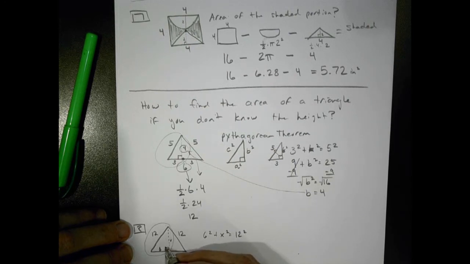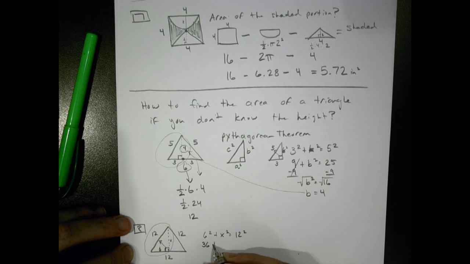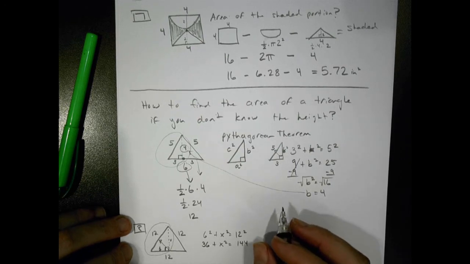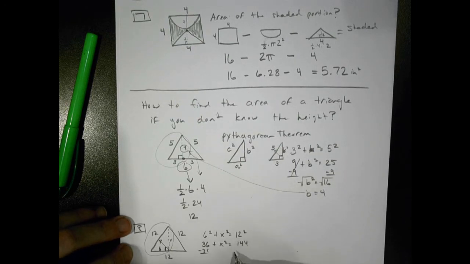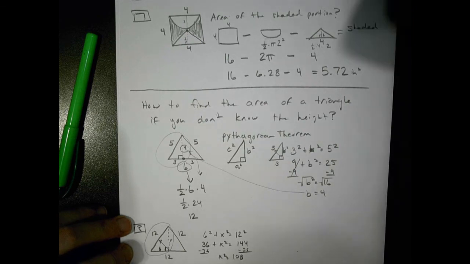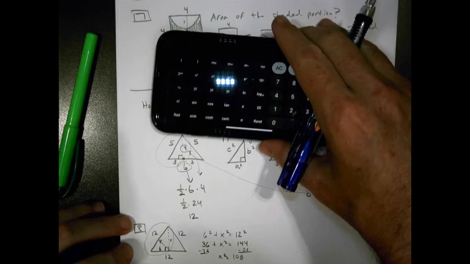Okay, the line opposite of the right angle is always what it's equal to. That's called the hypotenuse. We'll look at that in another lesson. So 6 squared is 36 plus X squared equals 144, because 12 times 12 is 144. I subtract 36 from both sides so that X squared equals 108. Now, again, this is not a nice number. Sometimes you get nice numbers, sometimes you don't.